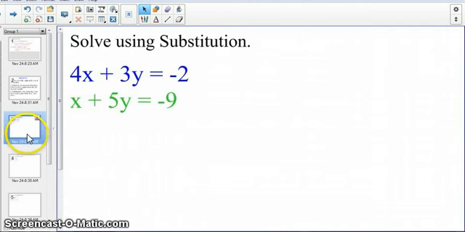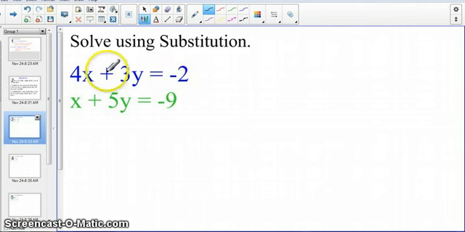So let's try a problem. We're going to solve this by substitution. So solving by substitution, I'm going to look at my equations. Now, which equation can I get one of my variables all by itself? If you've said the second equation here, x plus 5y equals negative 9, you're correct. What we can do is we can get this x all by itself by moving this positive 5y over to the other side. So think, how do we move positive 5y to the other side? We're going to subtract 5y.